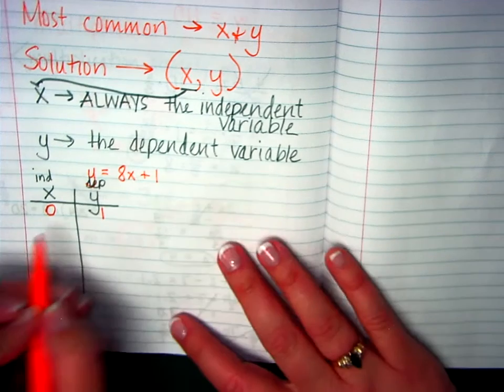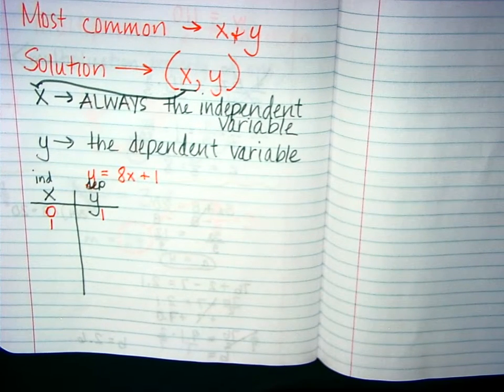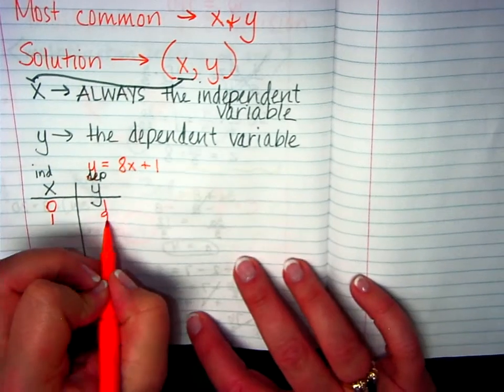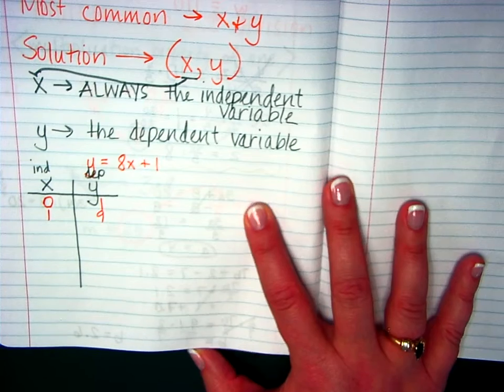So now I'm going to put a 1 in. Again, just always going for the little numbers. So if I put 1 in for x, 8 times 1 is 8, plus 1. If x is 1, y is 9. You doing okay so far?